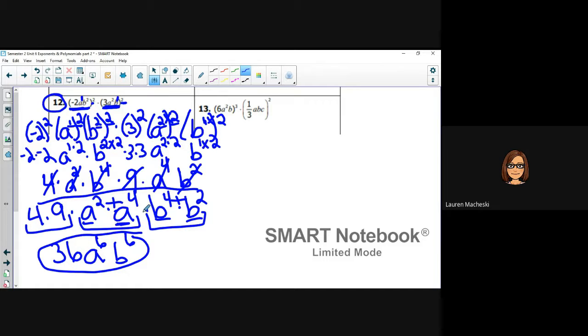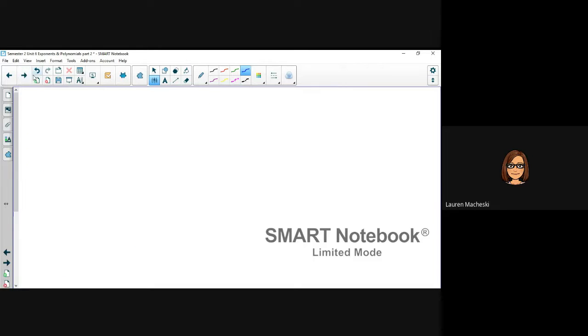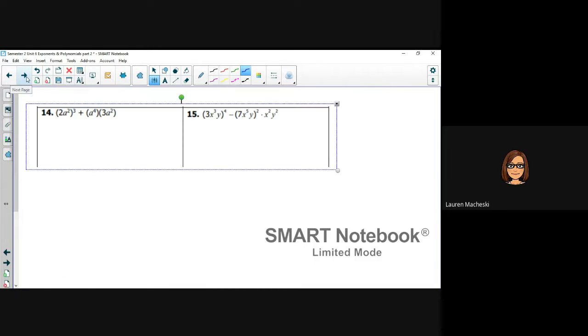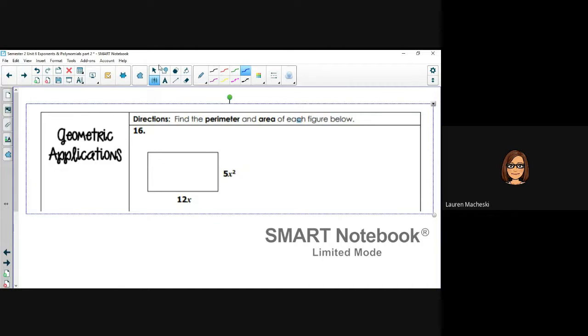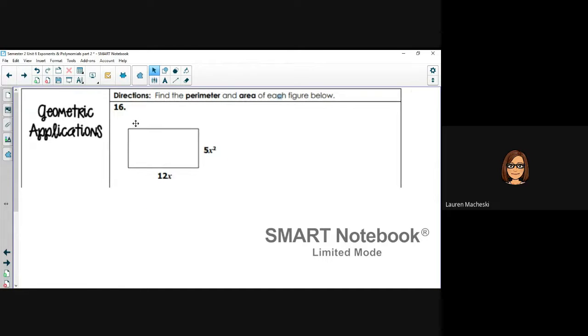All right, we're going to try some geometric application problems on the back. So let's go to, or on the next page. Oops, why do I keep doing that? All right, so let's go to number 16. Number 16 says, find the perimeter and the area of each figure.